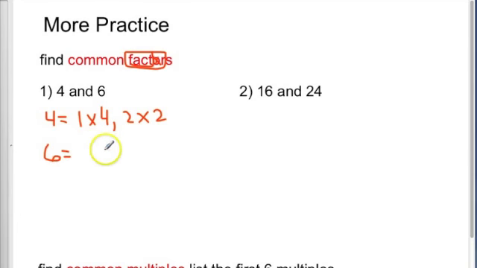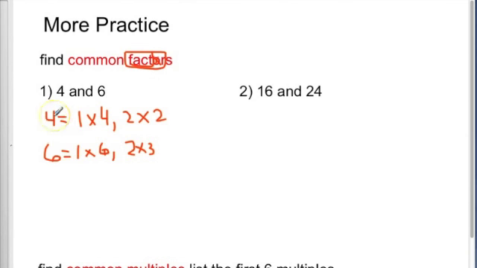6 equals what factors? Starting with 1. 1 times 6 gives me 6. 2 times 3. And 3 times 2, I already have that. 4 times something, no. So I am saying that 1 times 6, that's a fact that that's going to equal 6. 2 times 3, that's a fact that equals 6.